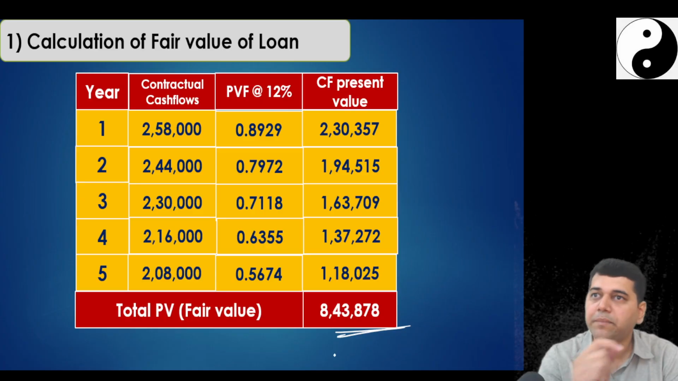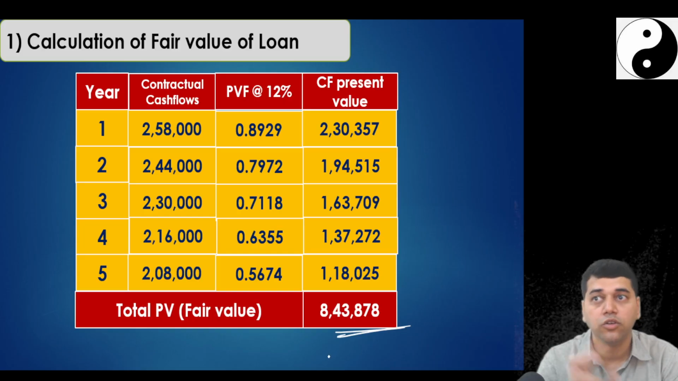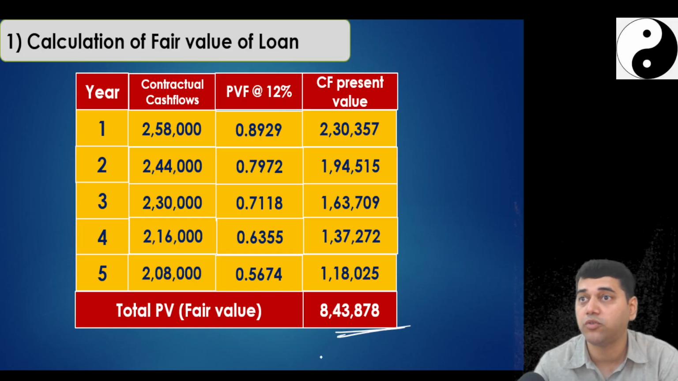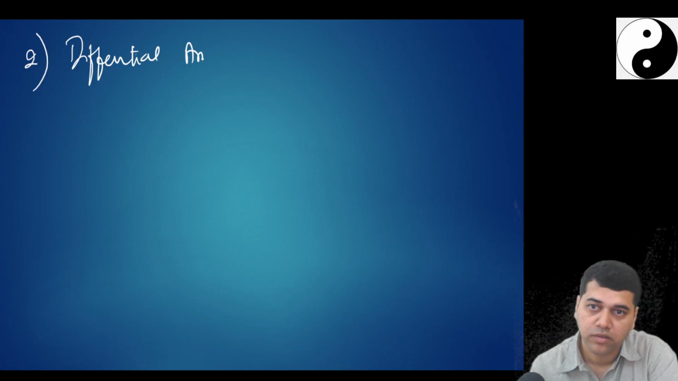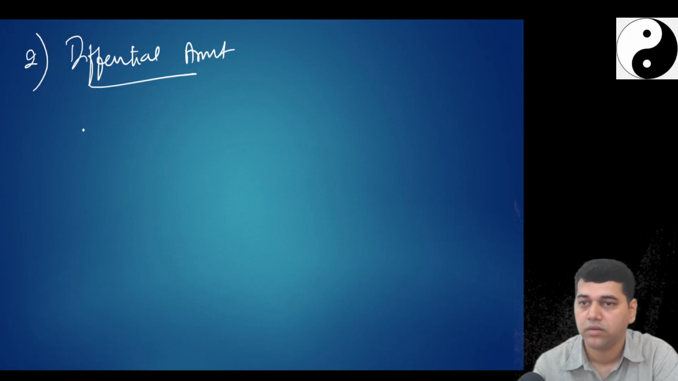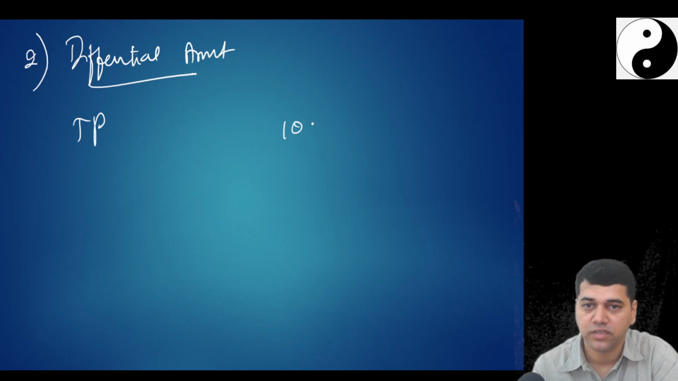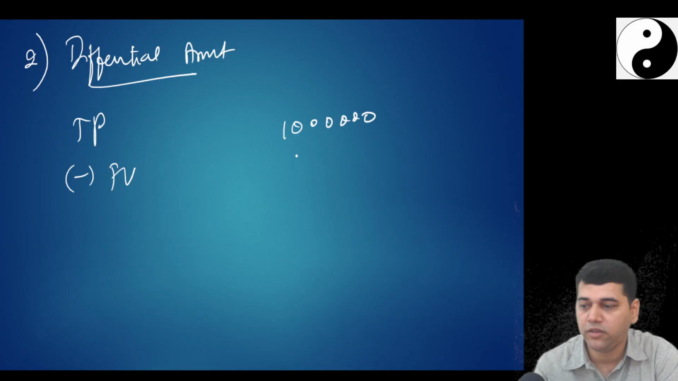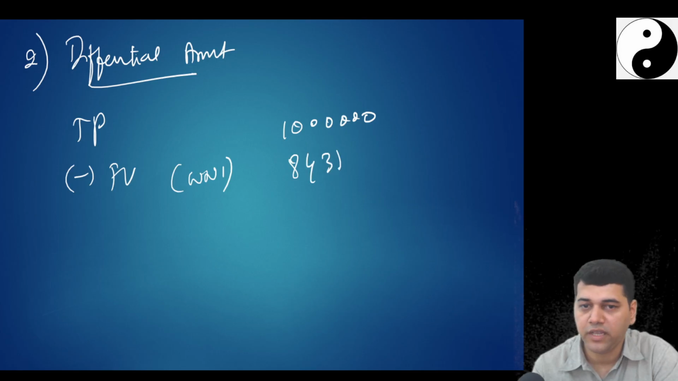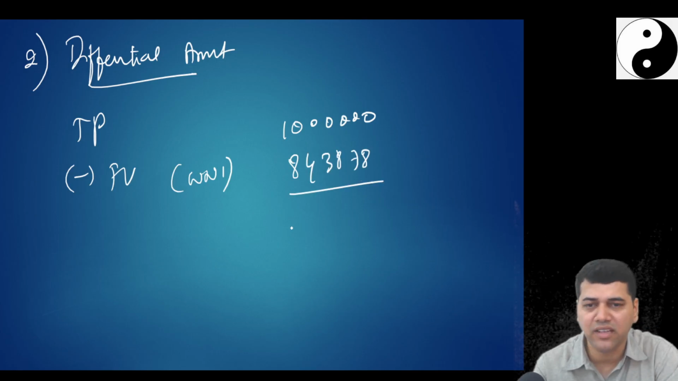With this, can I pass the journal entry? No, I need an initial measurement, the differential amount. Do I know the differential amount? Are you clear? Second, differential amount: transaction price 10 lakhs minus fair value, working note number 1, 843,878. Very clear, friends.